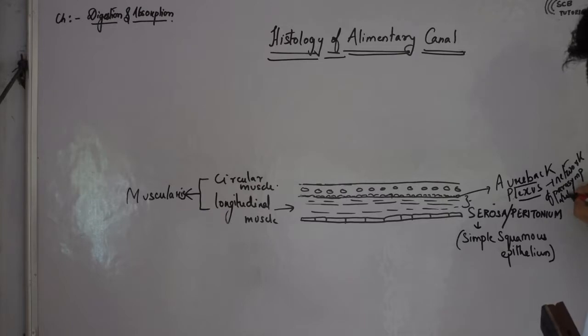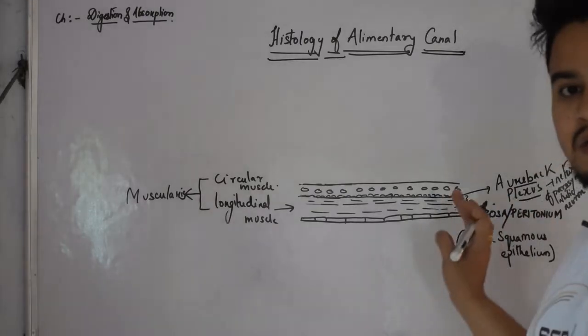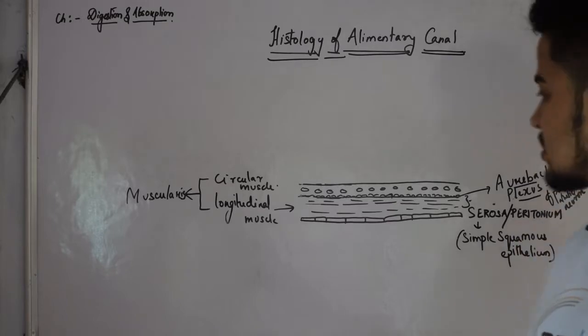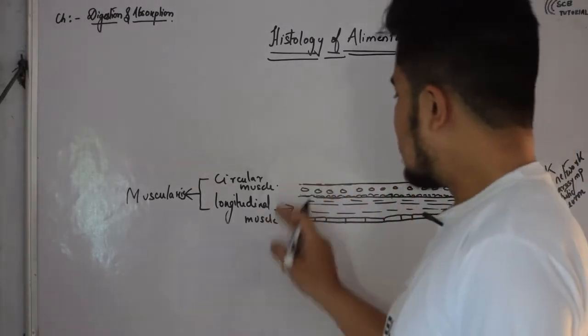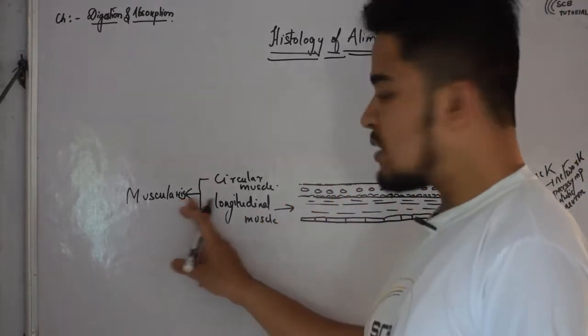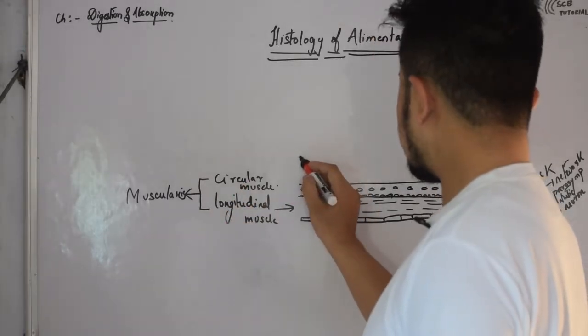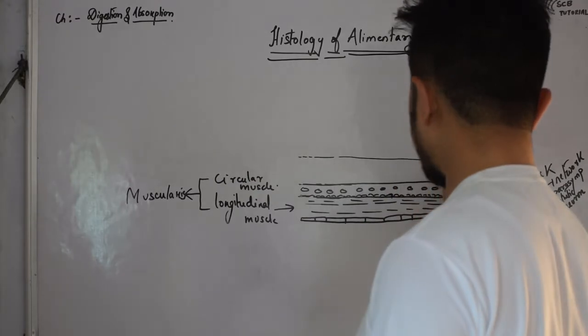Parasympathetic neuron. Okay, it is a network of parasympathetic neurons. And what is the significance of this Auerbach plexus? This Auerbach plexus is going to control the peristaltic movement. Now here we have discussed the muscularis layer, which is comprised of the longitudinal muscle and the circular muscle. The above layer is the submucosa layer.